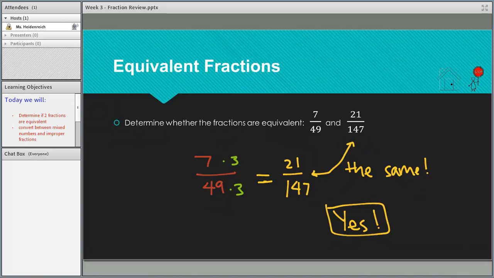All right, so checking our work here, we get that 7 over 49 being changed to have a denominator of 147. We would multiply the numerator and denominator by 3, and we get 21 over 147, which is the same as the other fraction. So yes, these two fractions are equivalent.